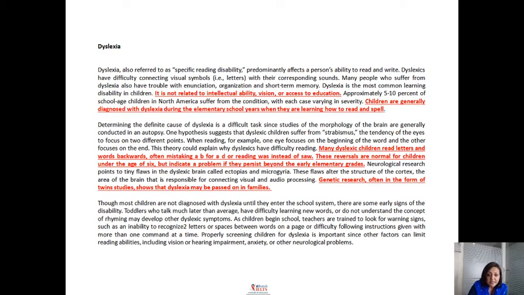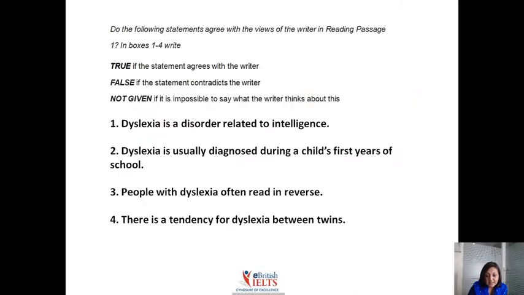They often mistake a B for a D or read was instead of saw. That's reading a word or letter in reverse, isn't it? So that too is a match. So that is again a true for question number 3. Now moving on to the last question, which is question number 4. There's a tendency for dyslexia between twins.